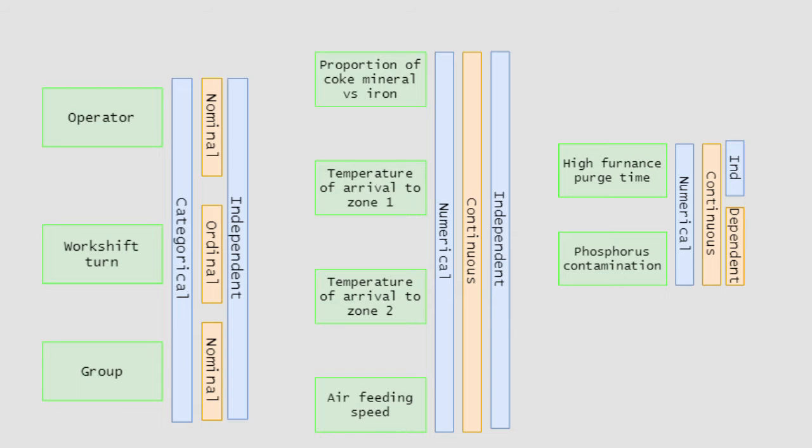Operator, work shift turn, and group are categorical variables. The portion of coke mineral, temperatures, air feed speed, and blast furnace purge time, also phosphorus contamination, are numerical continuous variables. They are related because all the independent variables have a different phosphorus contamination number.